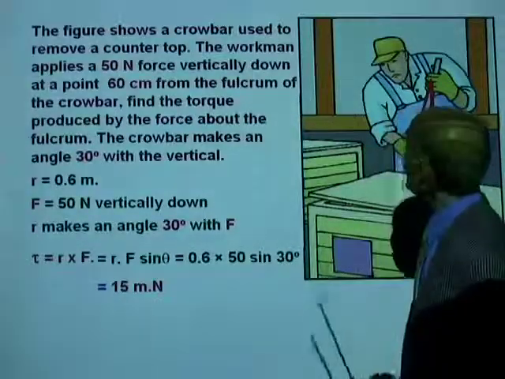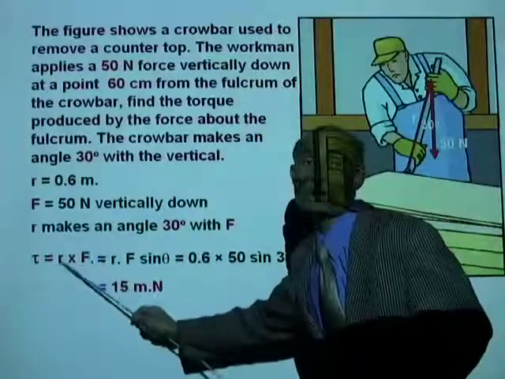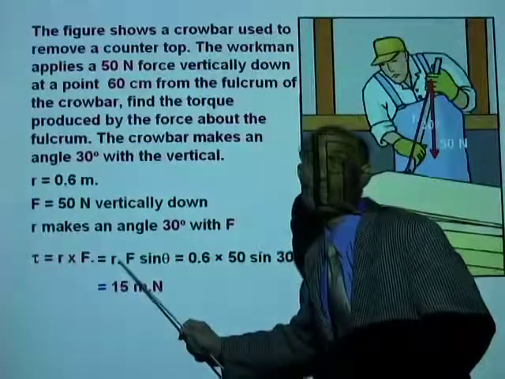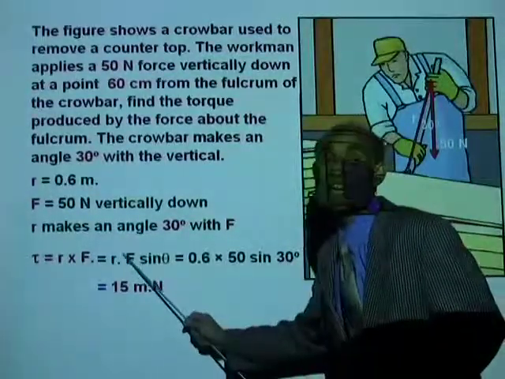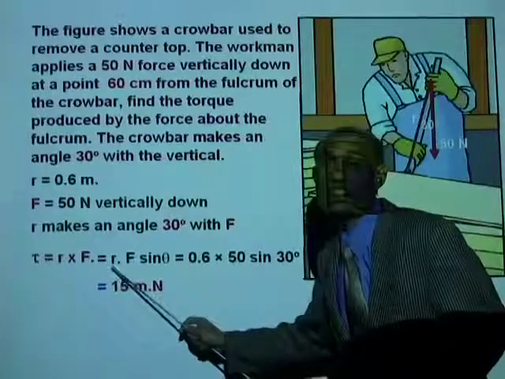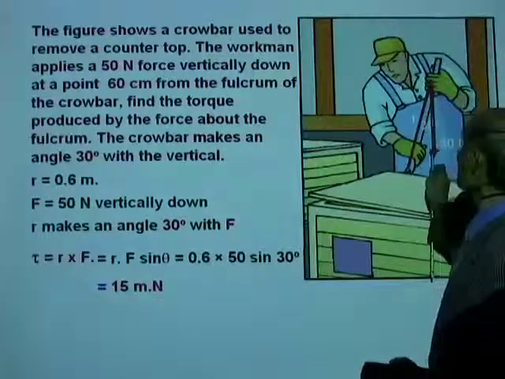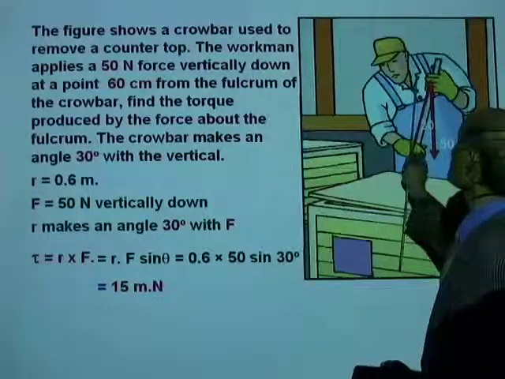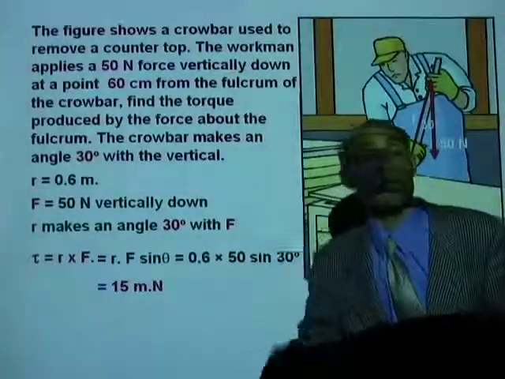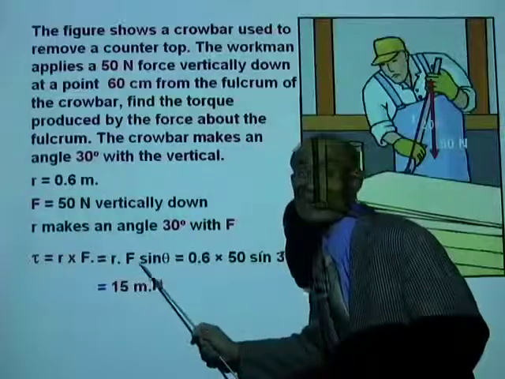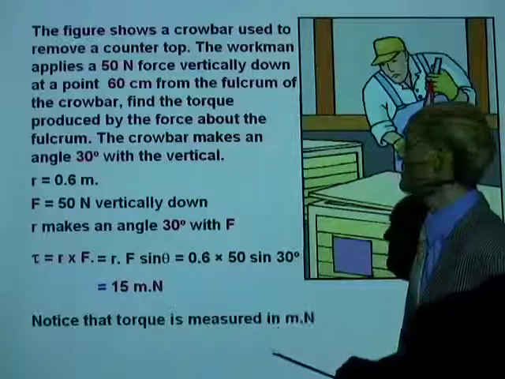Okay, that is a very important concept here, that the magnitude of the tau, the cross product, is R times F sine theta. Remember I told you it is F sine theta that is at right angles to R. So it is the component of this force at right angles to the R vector that actually produces the torque. So torque is R times F sine theta, that gives you 15 meter Newton.